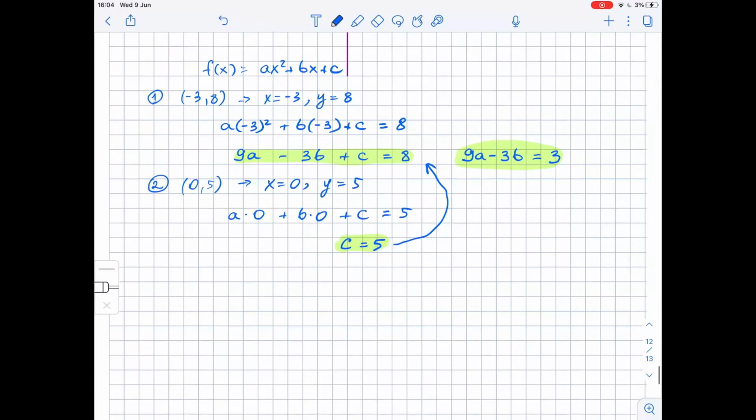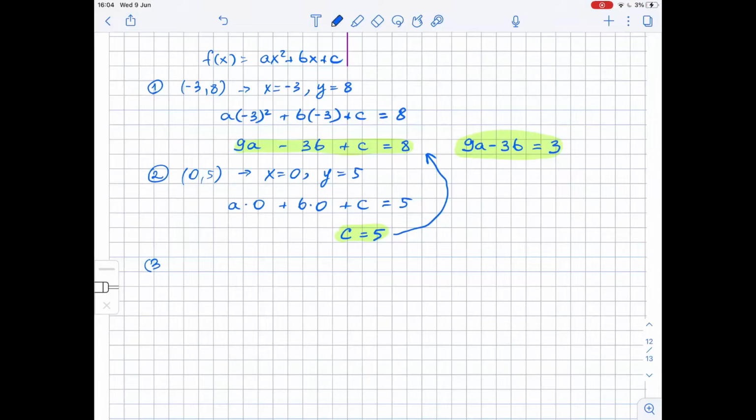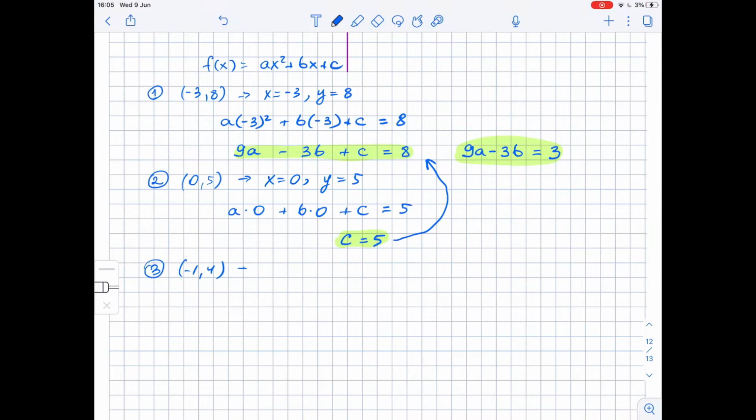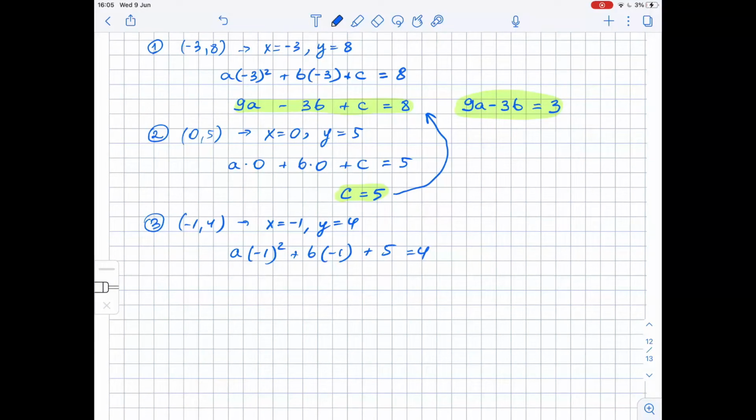Great, and now let's work with the last point. Our third point, it's -1, 4. X is equal to -1. Y is equal to 4. So we get that a times -1 squared plus b times -1 plus 5, because we know that c is 5, is equal to 4. Let's simplify it. -1 squared is 1, so it's just a minus b plus 5 is equal to 4. A minus b is equal to 4 minus 5, which is -1.